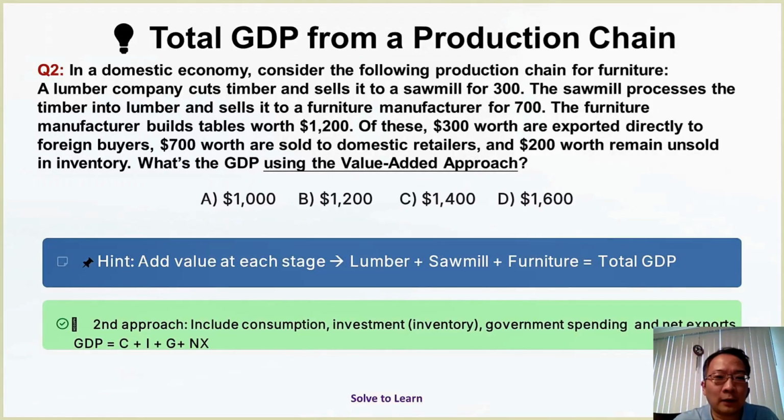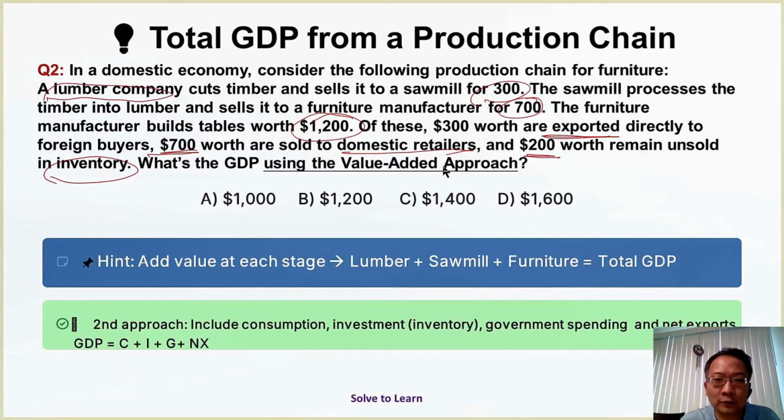First, let's see that in our economy, we have several players. First, we have a lumber mill. The lumber mill cuts down the wood and then sells it for 300. Then, the wood is processed into smaller pieces of lumber, which can then be sold to the actual furniture factory for 700. After the furniture factory gets it, they sell it off. They produce goods worth 1200, but let's not talk about where exactly that 1200 goes. Out of that, 300 is exported, 700 is sold directly to domestic retailers, and the remaining 200 isn't sold, but is instead put into their own warehouse.